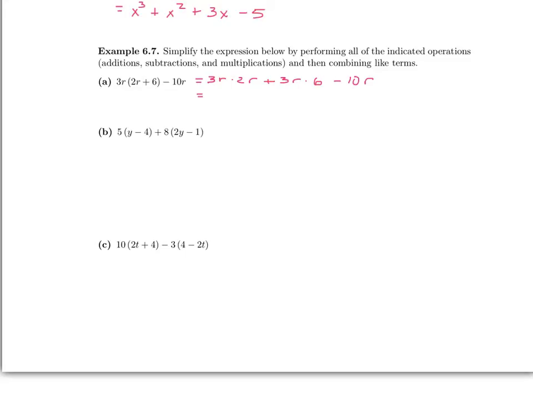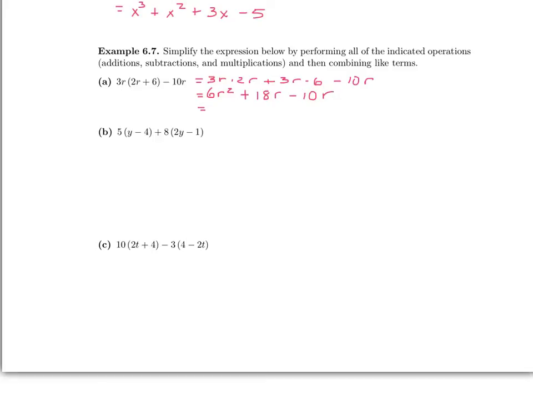Now let's simplify. To simplify the first term here, we have to multiply, and we can use the associative and the commutative laws to multiply the 3 and the 2 together first and get 6. And then we multiply the 2 r's and we get r squared. Next we multiply 3r by 6. We can multiply the 3 and the 6 together first and get 18, and then multiply that by r. And then we subtract off the 10r.